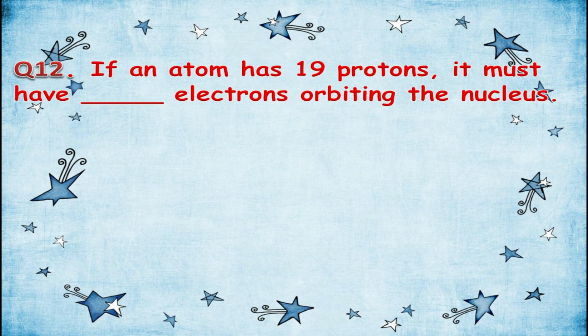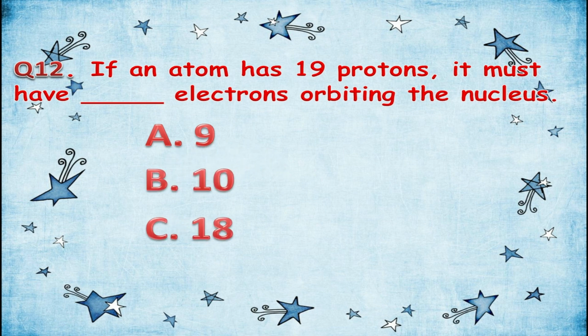Question number 12 is: if an atom has 19 protons, it must have dash electrons orbiting the nucleus. Option A is 9, option B 10, option C 18, option D 19. Your time of 5 seconds starts now.